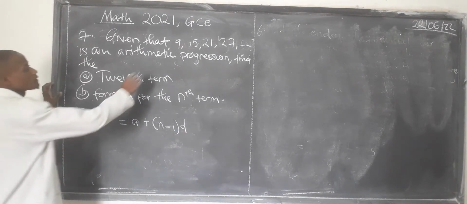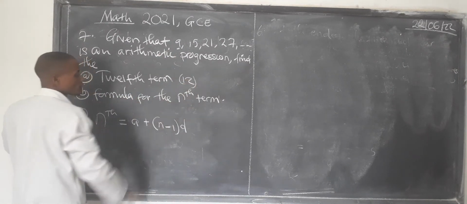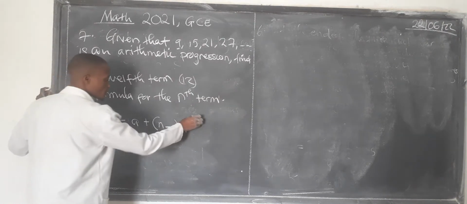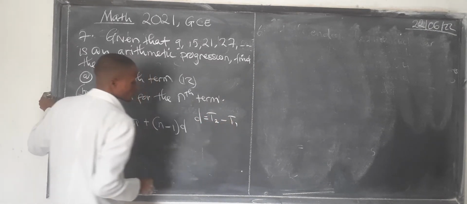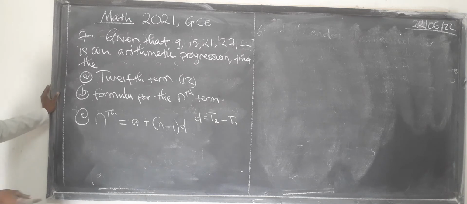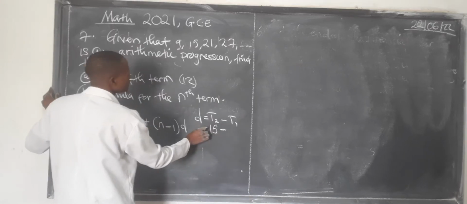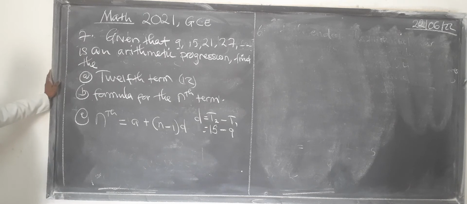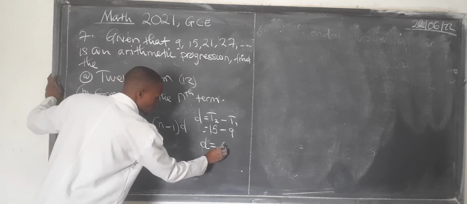So the first term is 9. The number asked is the 12th term, which simply means the number at number 12. Then the common difference we don't have, we have to find it. So common difference under arithmetic progression is equals to term 2 minus term 1. Term 2 is representing the second number. Term 1 is representing the first number. So term 2 is 15 minus term 1, which is 9. So you need to subtract 15 minus 9, which is 6. So the common difference is equals to 6.